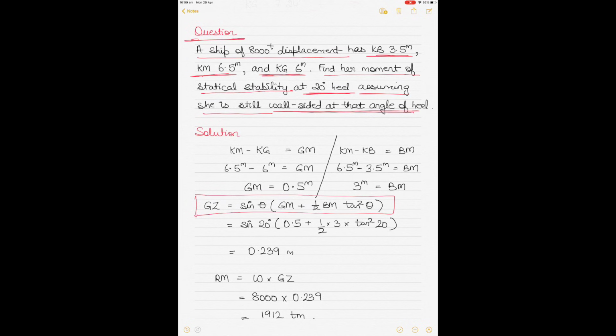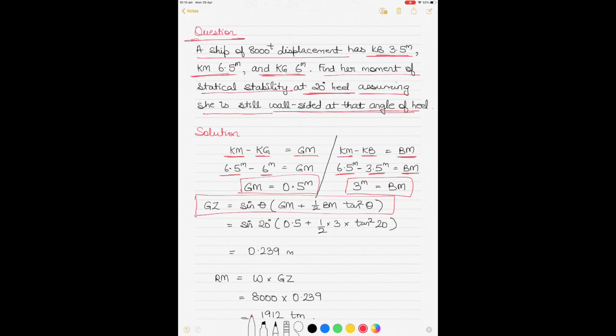So anyhow, let's use the information which is given to us first. We have KM given to us and KG given to us, so we can find out GM. So KM minus KG equals GM. We need GM for the formula. So KM is 6.5 minus 6 meters will give us a GM of 0.5 meters. Similarly, KM is given to us and KB is given to us. KM minus KB is equal to BM. So 6.5 minus 3.5 is equal to BM. So our BM is 3 meters.